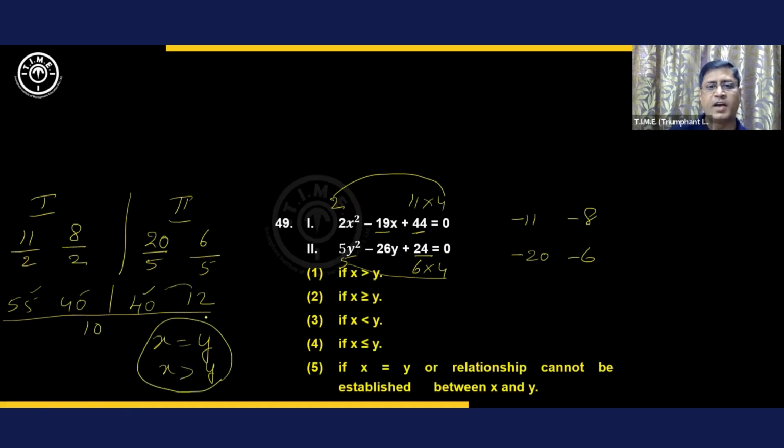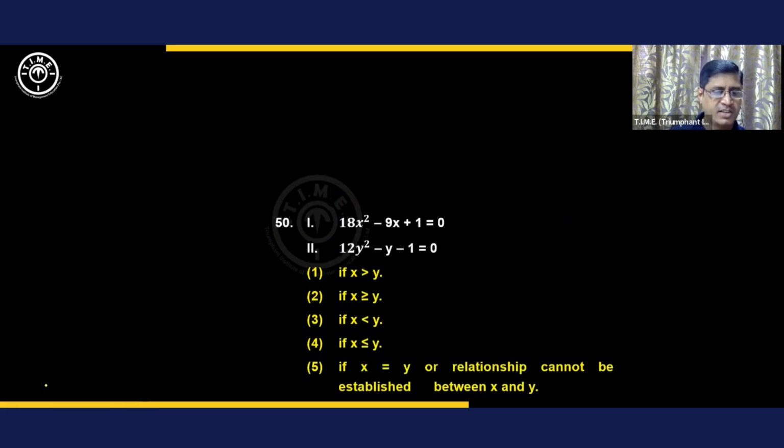X is greater than y and x is equal to y. What does it mean? X is greater than or equal to y. The right choice is option number 2. The second choice is the correct answer. Now look at the next example on your screen.